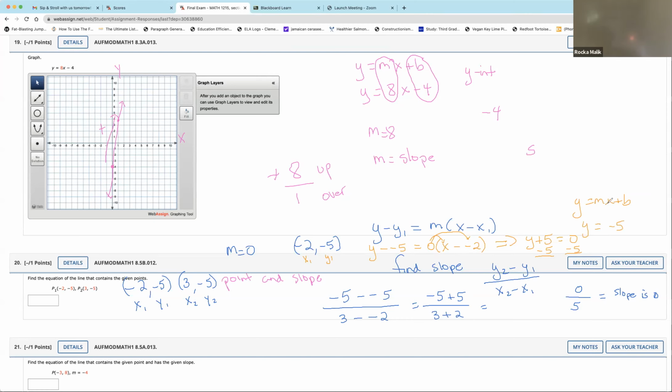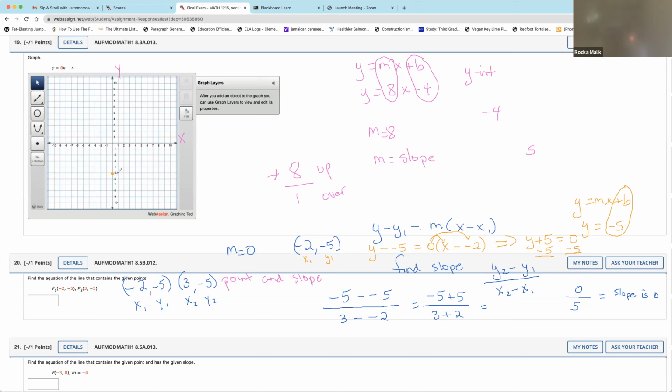Remember, my slope is 0. It's going to be a flat line. My intercept, my value that is on the y-axis, oh, I can still use this one, is -5. So -5 is on the y-axis. What about my other points? It doesn't matter what the x is, because y is always going to be -5.